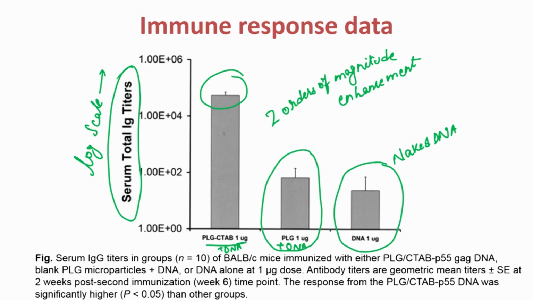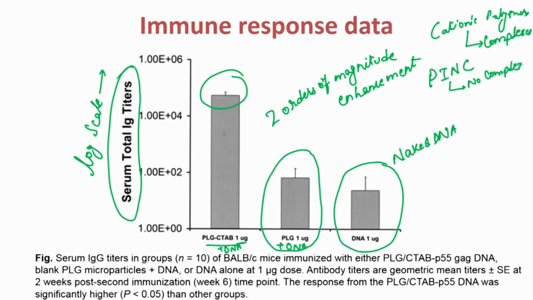So, we have now talked about 3 systems. We have talked about cationic polymers, these form complexes. We have talked about PINC system, which is a non-condensing base system, and these do not form complexes. This is mainly hydrogen bonding. And then we have talked about these particulate systems, so surface loading or encapsulation.